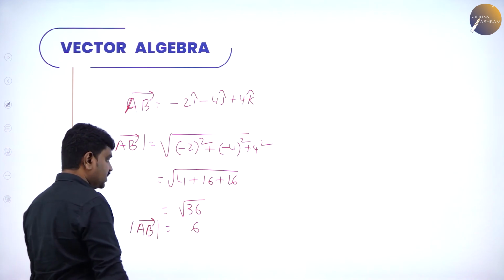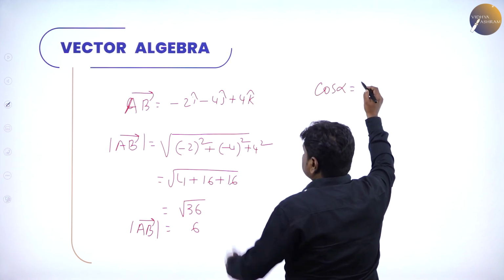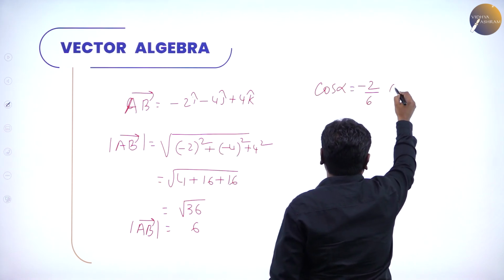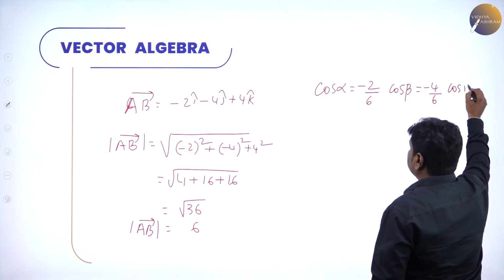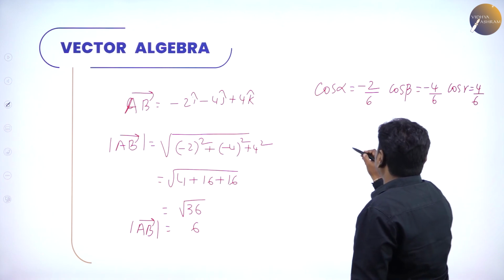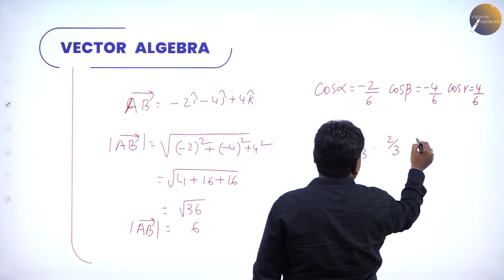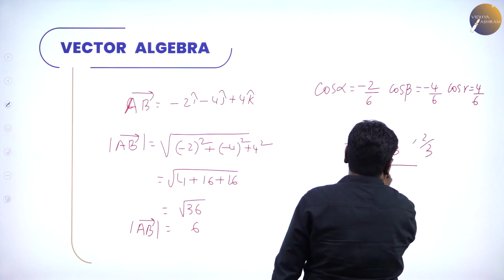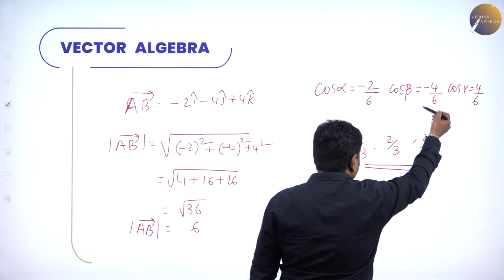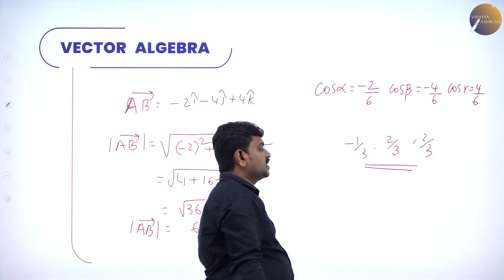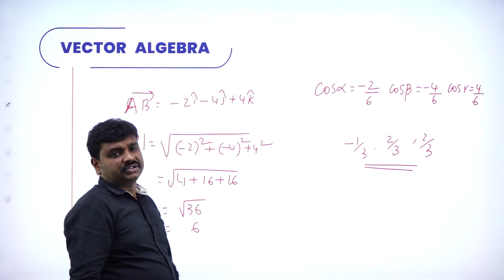Now they want you to find the direction cosines. So cos alpha is x by magnitude, that is minus 2 by 6. Cos beta is y by magnitude, that is minus 4 by 6. Cos gamma is 4 by 6. If you divide, it will be minus 1 by 3, 2 by 3 and 2 by 3. Minus 1 by 3, 2 by 3, 2 by 3 are the direction cosines. I hope all of you got this.